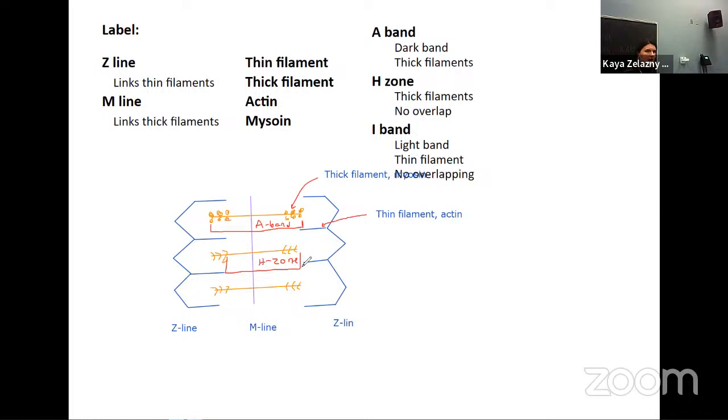Finally, we have our I band. Our I band is where we have only thin filament, only actin, no overlap. Our I band would be here and would reach into the next sarcomere as well. So this is our I band.